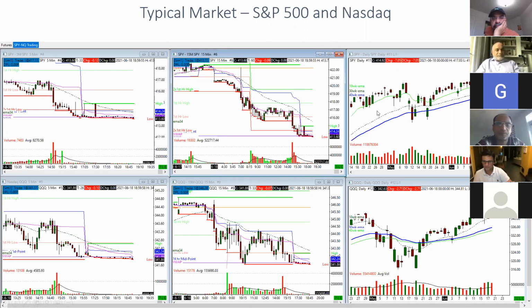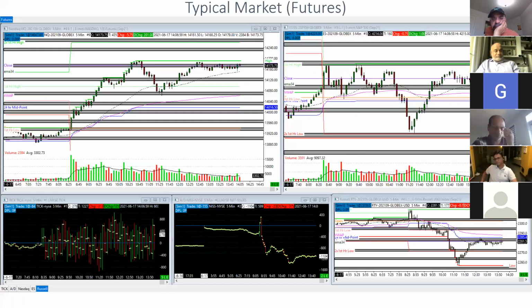The top 3 charts are SPY, S&P 500. The bottom 3 charts are NASDAQ. This is 5 minute, this is 15 minute, and this is daily. 5 minute NASDAQ, 15 minute NASDAQ, and daily. So it's up to you, where are you comfortable? Since I'm more comfortable with the futures, I use this one.